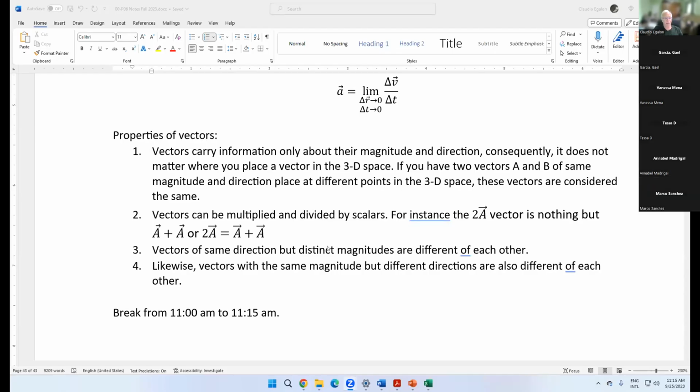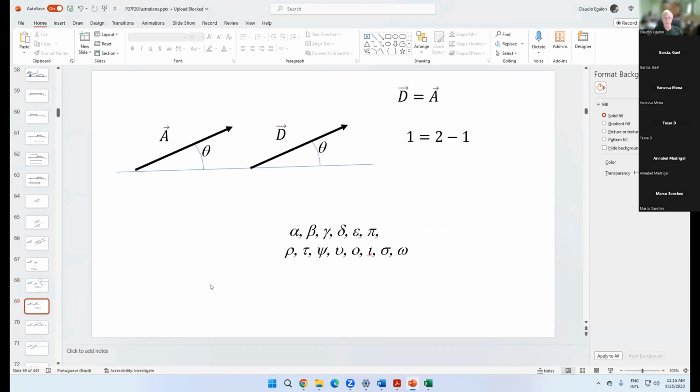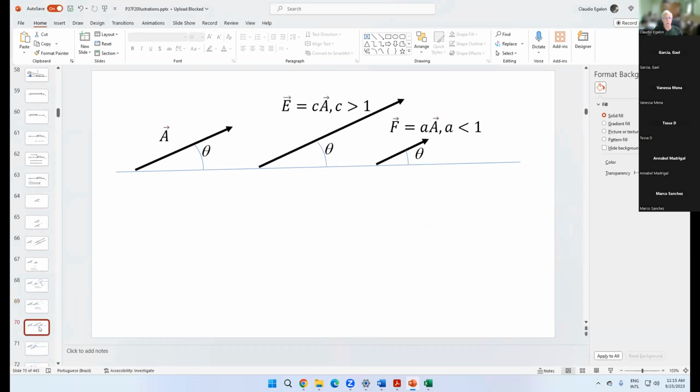Okay, so going back here. So the A is different of B, A is different of C, even though B has the same direction as A and C has the same magnitude as A. And okay, I already said that in this case, A is equal to D as well, which is just a repetition of what we saw before. But what about here?